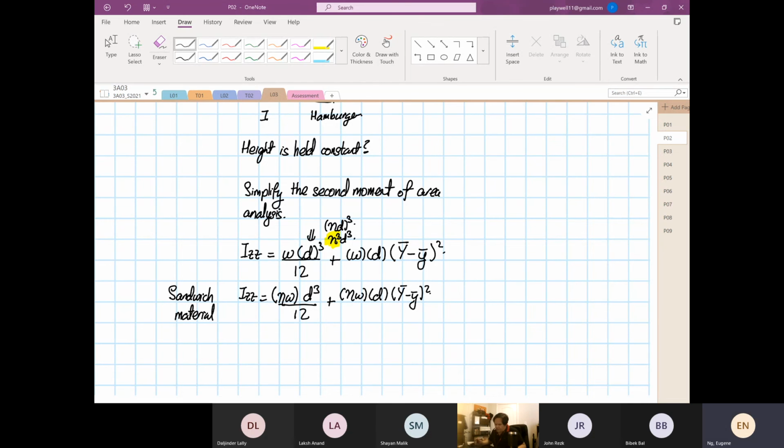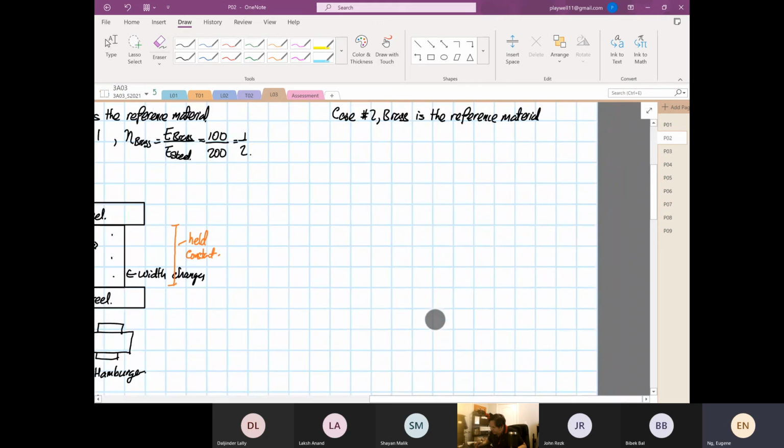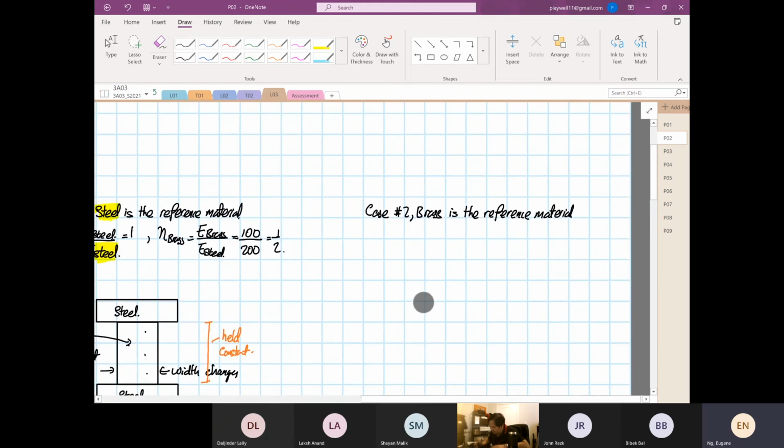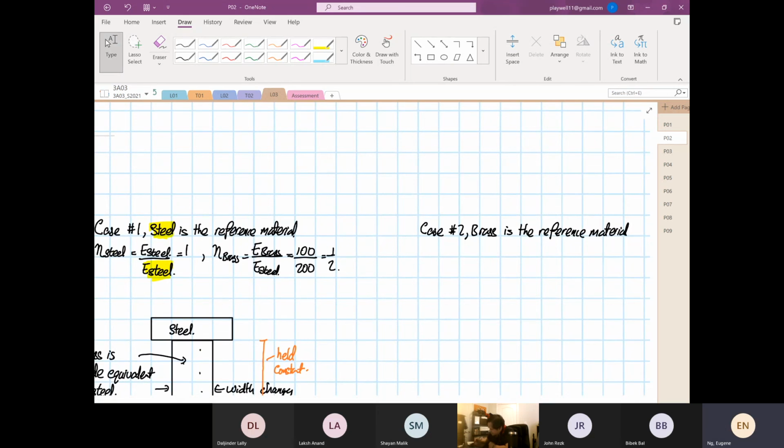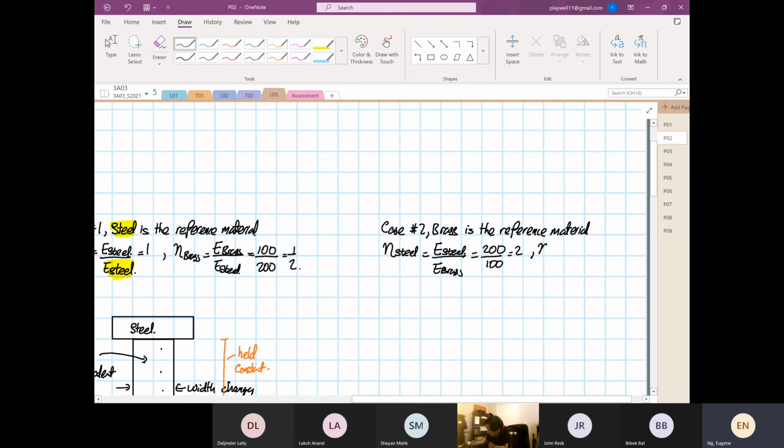Okay, so I don't hear anything. So what if now we were to change now? Okay, so brass is made of the reference material. So N of steel is equal to E of steel divided by Young's modulus of brass, right? So this is 200 over 100 is equal to 2. And then the N of brass is equal to E of brass divided by Young's modulus of brass again.